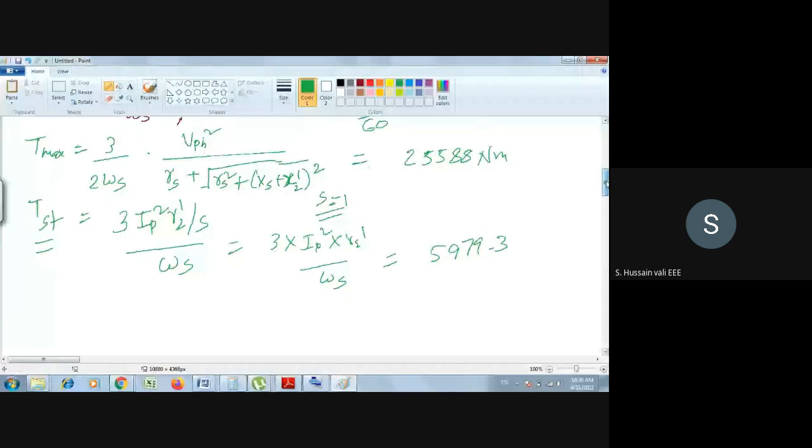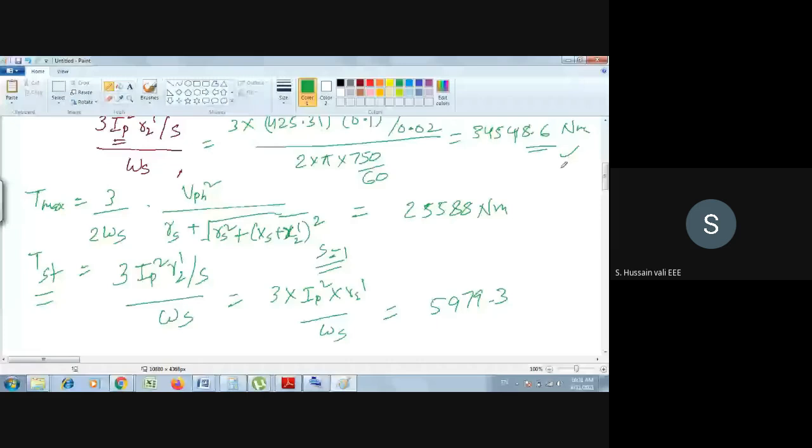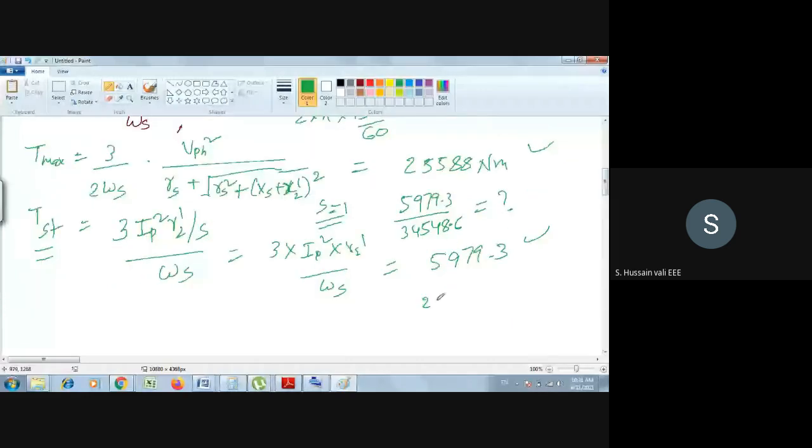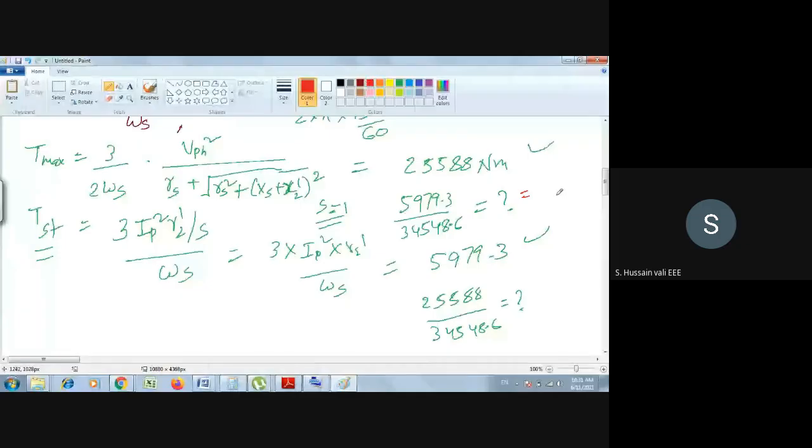So we got all three torques. Now, what is the ratio of starting torque 59.79 to the rated torque? Please find this one. Then the second question is, what is the ratio of the maximum torque 255.88 to the full load torque 348.6? These answers you have to find. Only these ratios you have to find. Use the calculator. Then we will get the answers. Starting torque to rated torque is 0.173, whereas maximum torque to the full load torque is 0.80. That's it. These are the answers.